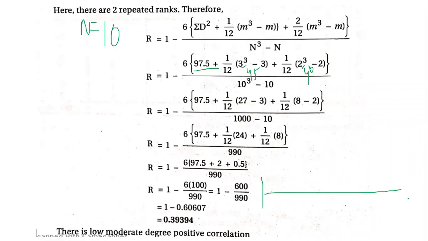Now put this onto a timeline. On the positive side, you have two benchmarks, 0.25 and 0.75. 0.39 will come in between 0.25 and 0.75, so it is a moderate degree positive correlation. Since this 0.39 is very near to 0.25, it is given as low moderate degree positive correlation. I told you, if you're getting confused, don't go for all that. Just make sure you write moderate degree.